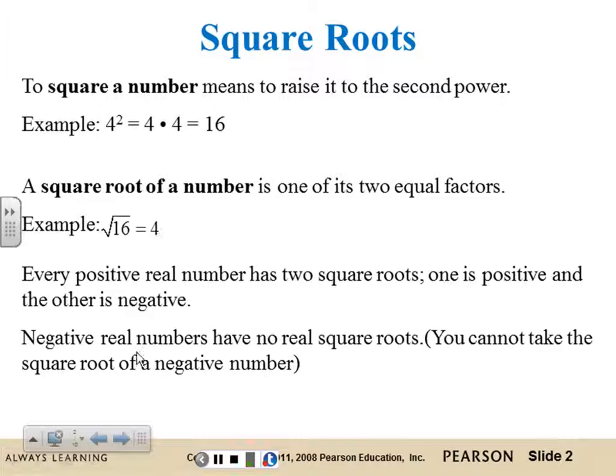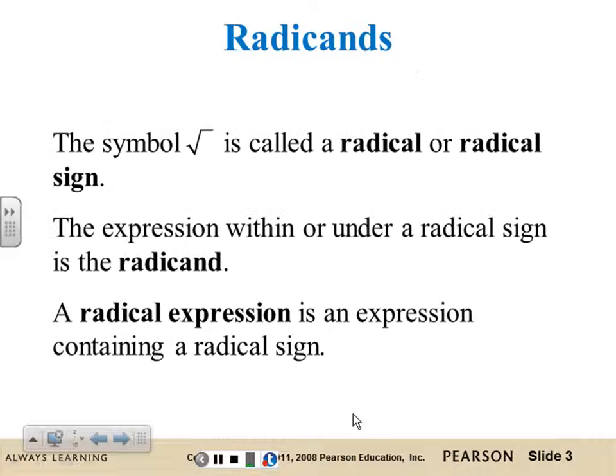The other thing is negative real numbers have no real square roots. So in other words, you cannot take the square root of a negative number.